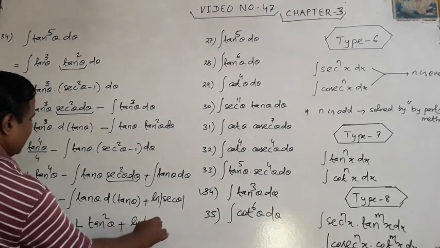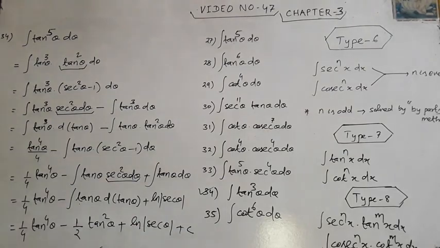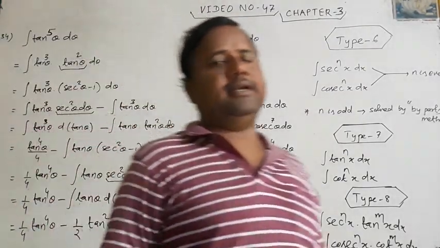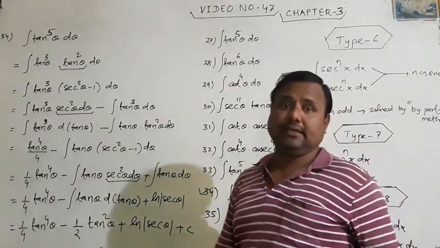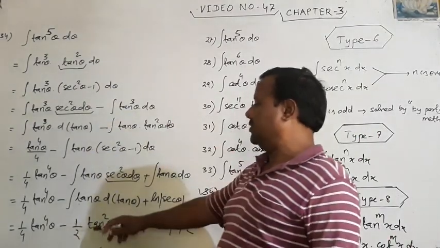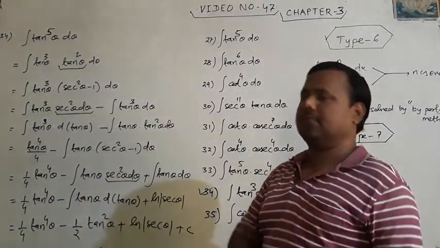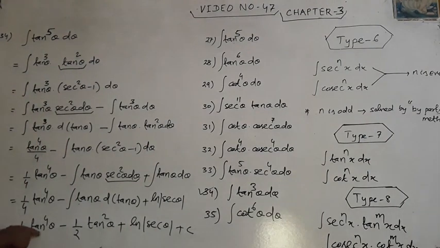ln sec theta. In future, when I give you a special video on the techniques and sub-tricks of integration, at that time I will tell the short method of this. Here you can observe tan 5. What is this? 1 by 4 tan 4, meaning the power is reduced by 1, tan 4 by 4 minus tan square by 2, then ln sec theta.